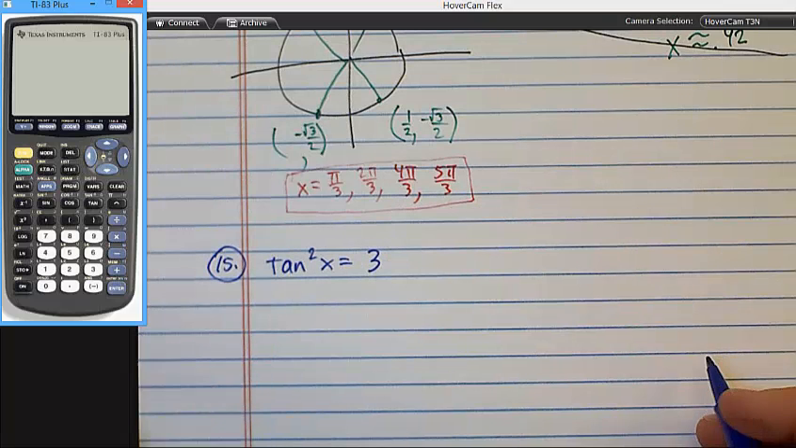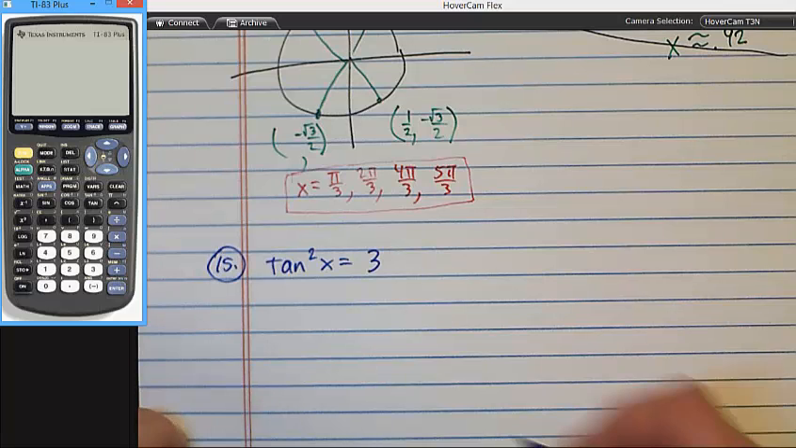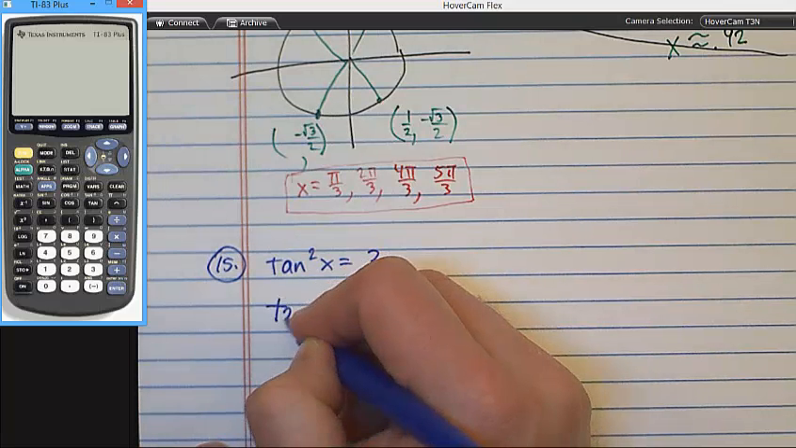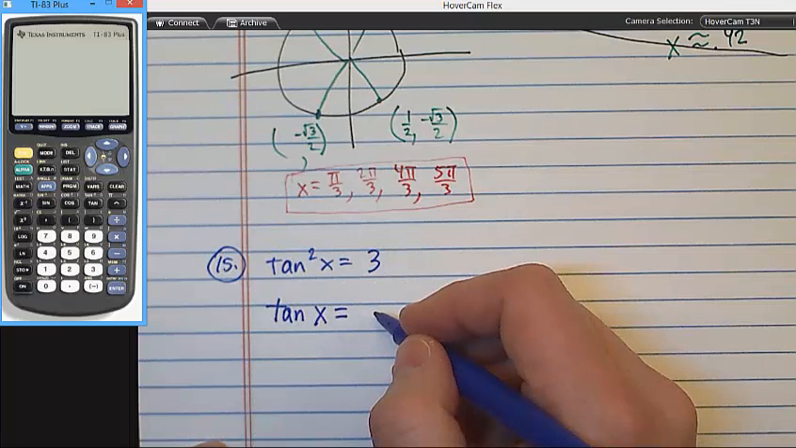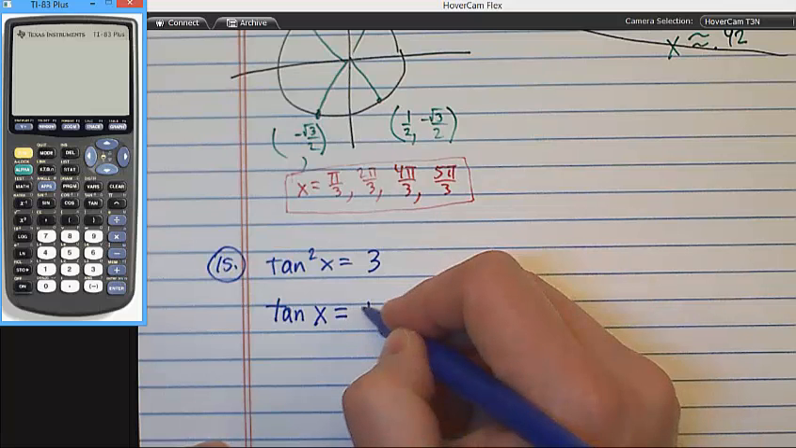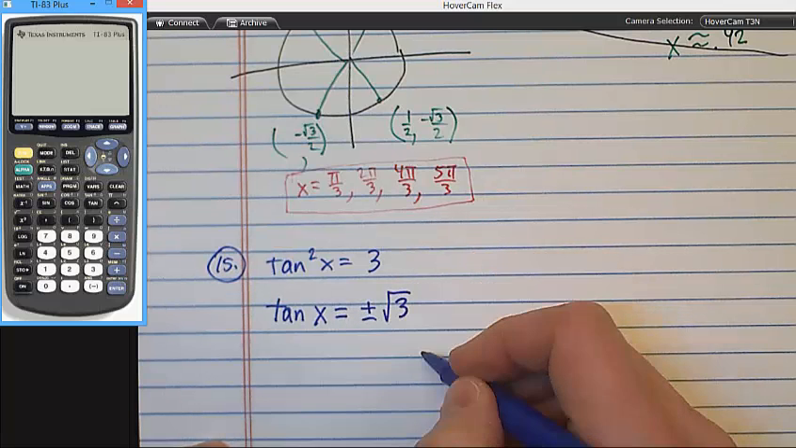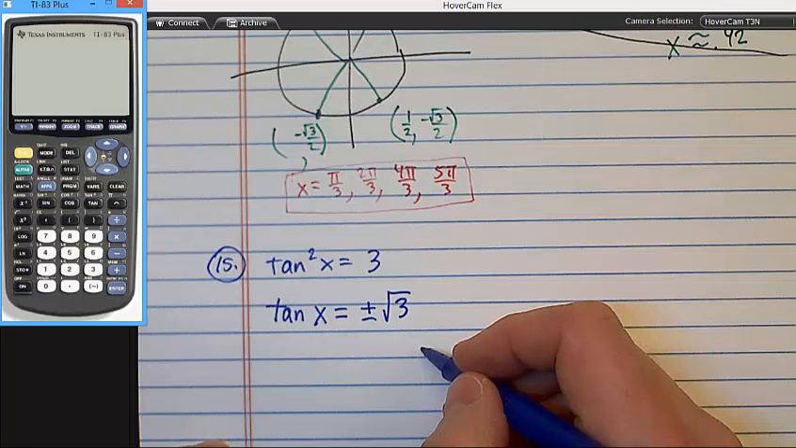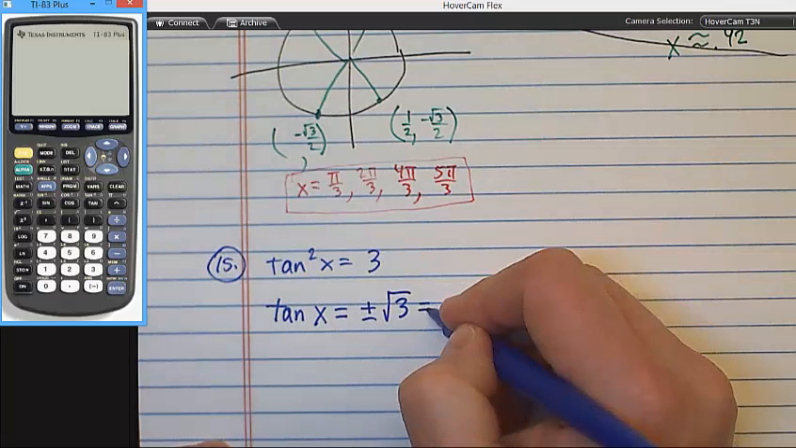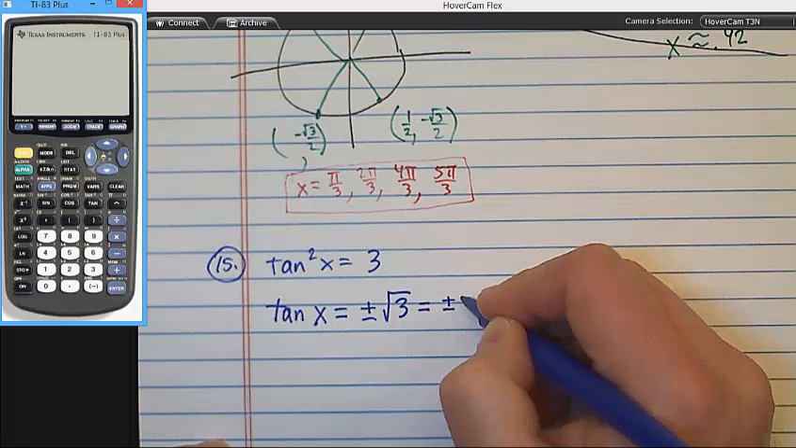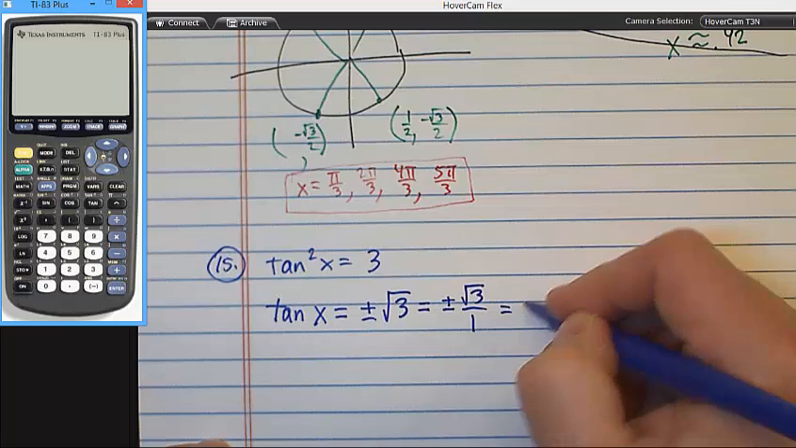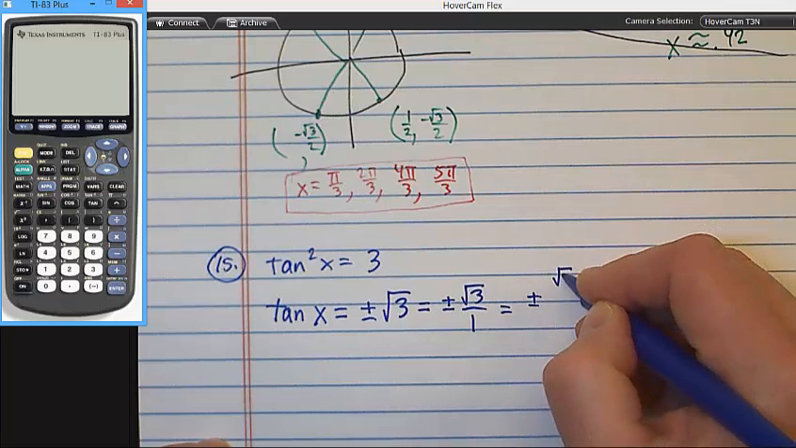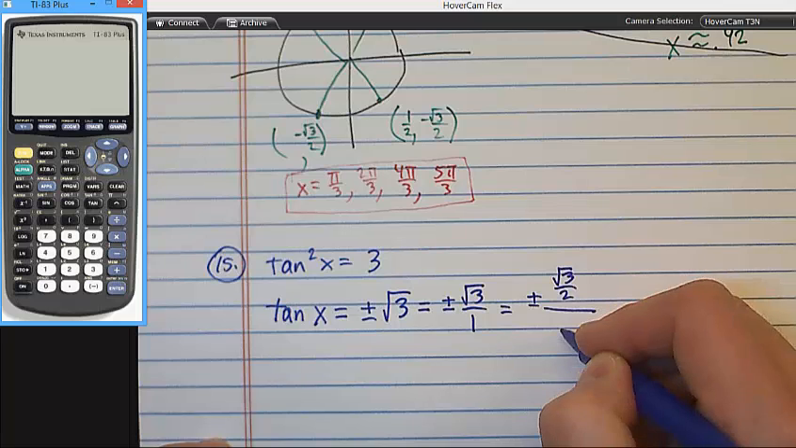So what do you think I'm going to do to both sides of this equation? Take the square root. I'll write tangent of x is equal to, what will I write? Plus or minus radical 3. Plus or minus square root of 3. And you might say, well, what's the deal with that? Well, that's plus or minus the square root of 3 over 1. And I'm just going to point out that that's plus or minus the square root of 3 over 2 divided by 1/2.